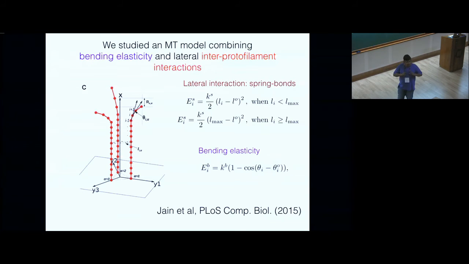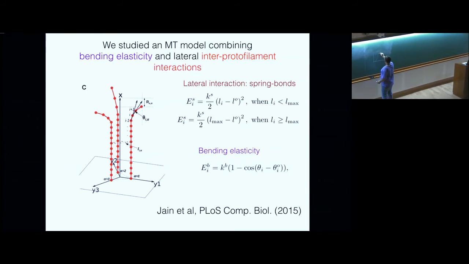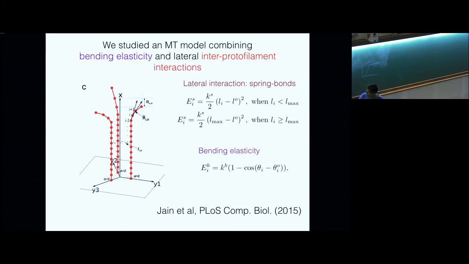So if you have 3 protofilaments and they all interact with each other, each of these protofilaments interacts with its neighbor through some kind of interaction. We put in a harmonic potential, which has a cutoff. When the distance between 2 neighboring protofilament monomers is Li, if Li is less than some Lmax, it is harmonic. And if Li is above Lmax, it is a constant, which is (Lmax minus L0) squared. So this is a potential which looks somewhat like this: harmonic up to a point, and beyond that a constant.